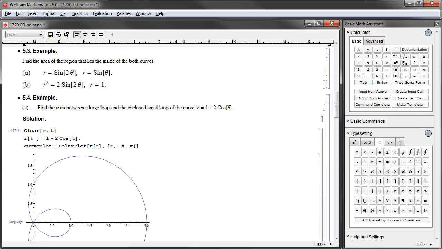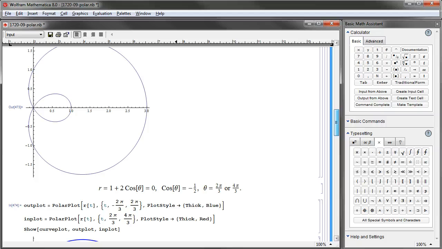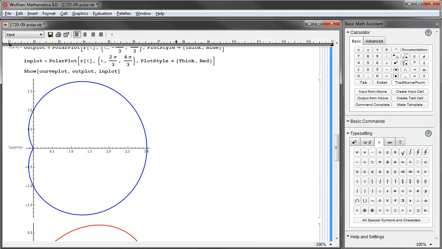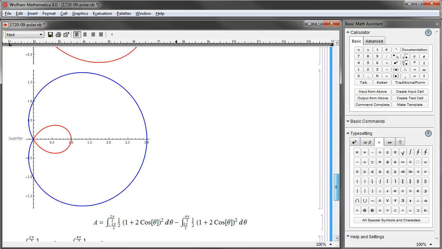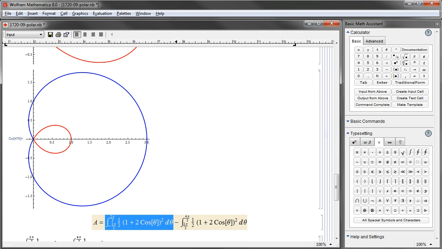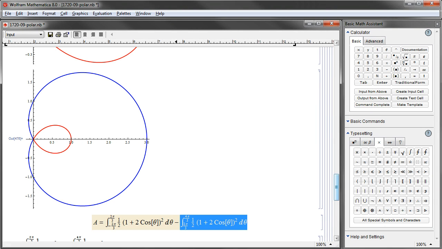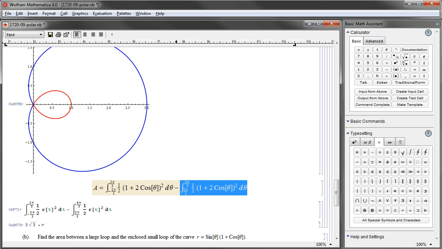Consequently, we must find the area between the large loop and this enclosed small loop. Okay, I see. I have to find the area inside this blue region minus this red region in this picture. Blue minus red. So this is going to give me the blue region, and that's going to give me the red region. Calculate the integral, and the detail is left to the students. You can complete the square, and then cosine of theta is easy, but for cosine squared, you're going to have to use the power reduction formula to calculate it. In the end, you're going to get 3 square root of 3 plus pi.